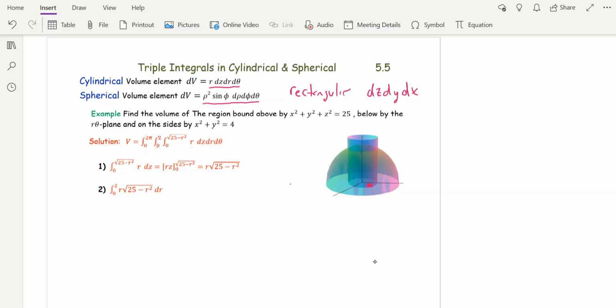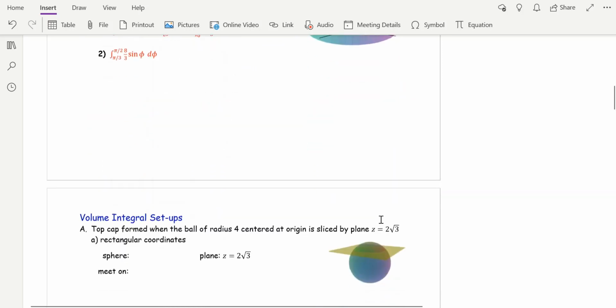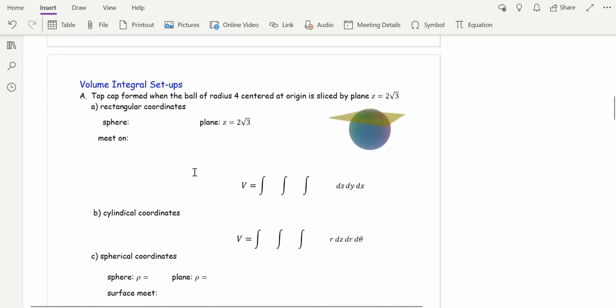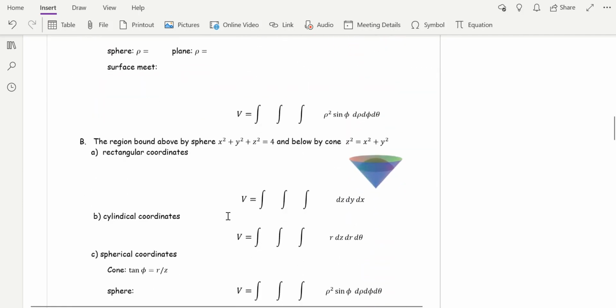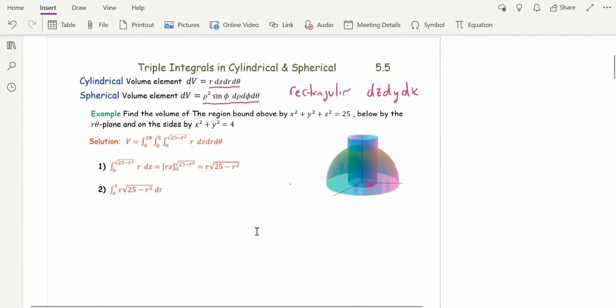Okay, so I'm going to do one example of volume in cylindrical and one example of volume in spherical. And then I'm just going to do two setups with you, same shape, but we're going to use all three coordinate systems. It's just setup because I think the real challenge is the setup. Okay, so let's start. I've already set up the integral here for the volume of this solid, but I want to show you how I got the limits.